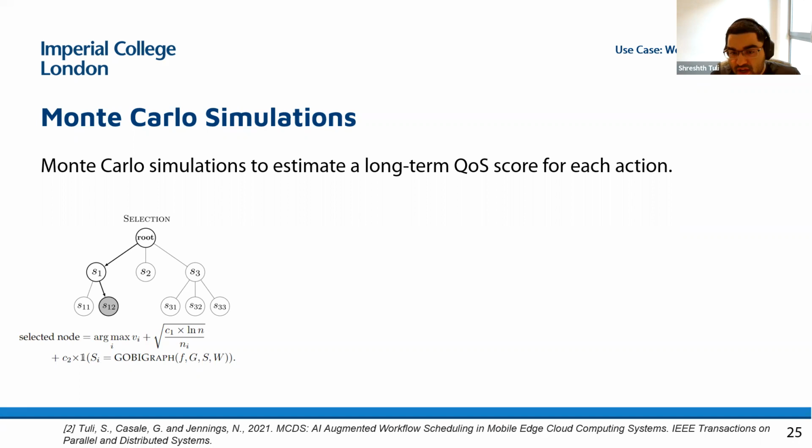So what we do in a Monte Carlo simulation is to build a tree of system states and possible actions that we can execute. These actions could be scheduling decisions or migrating active tasks in the system.